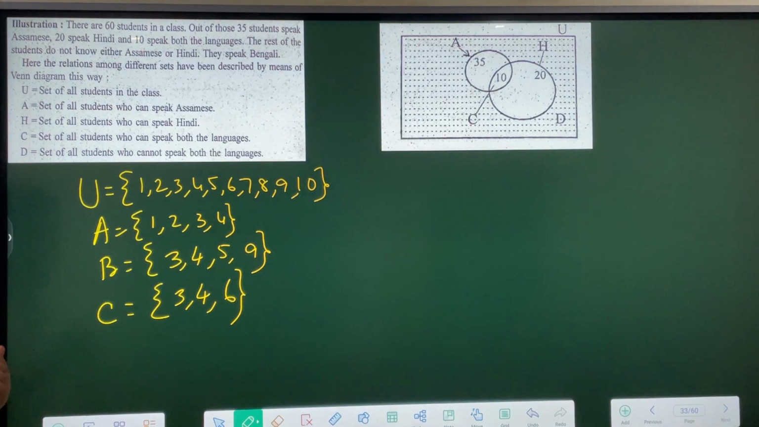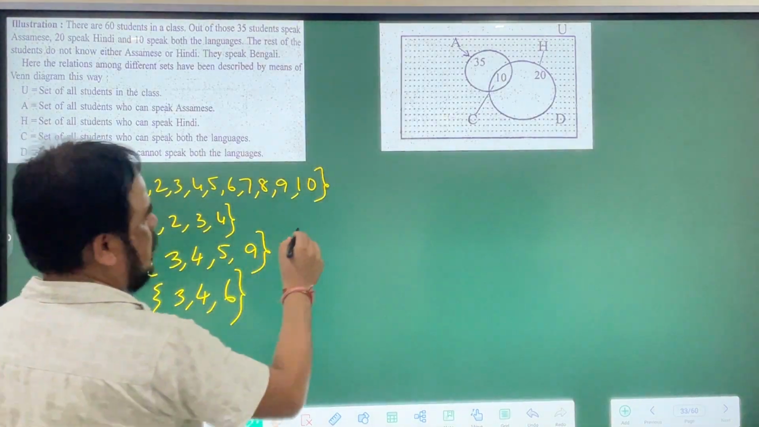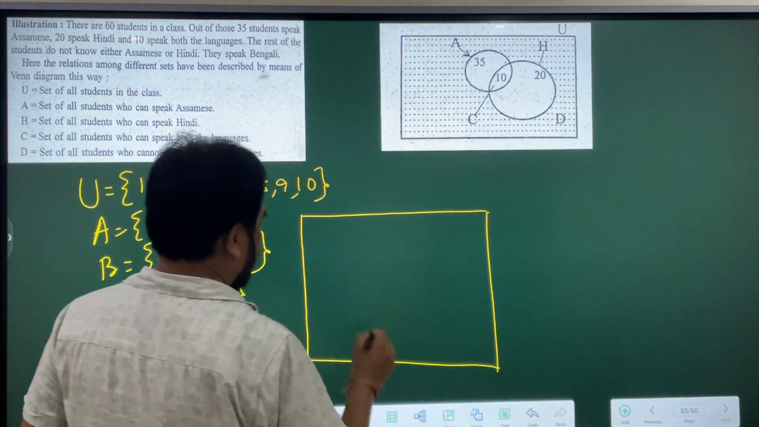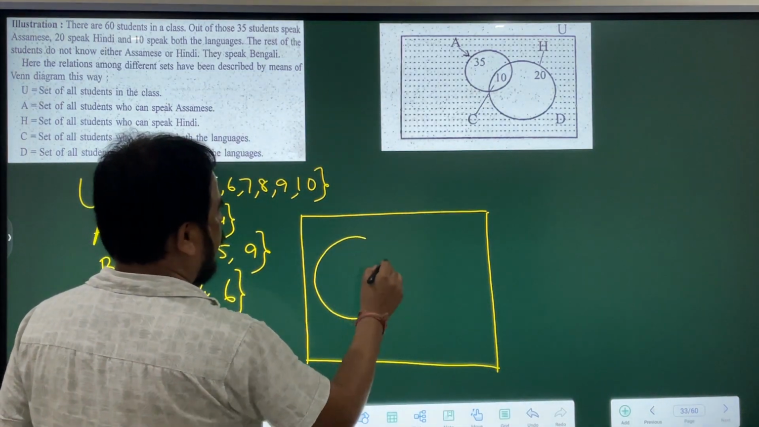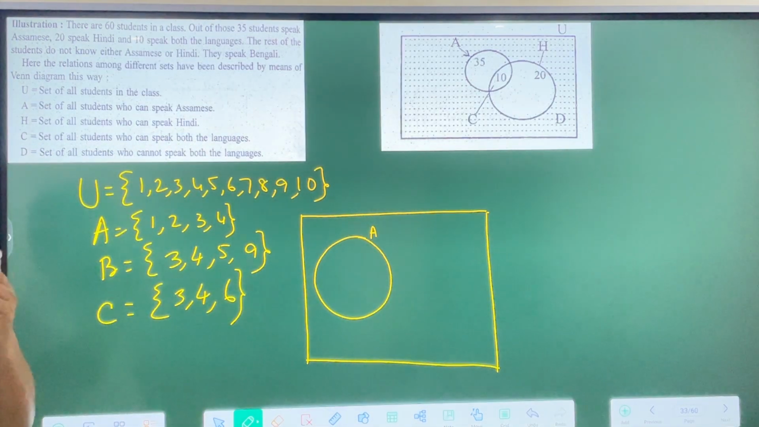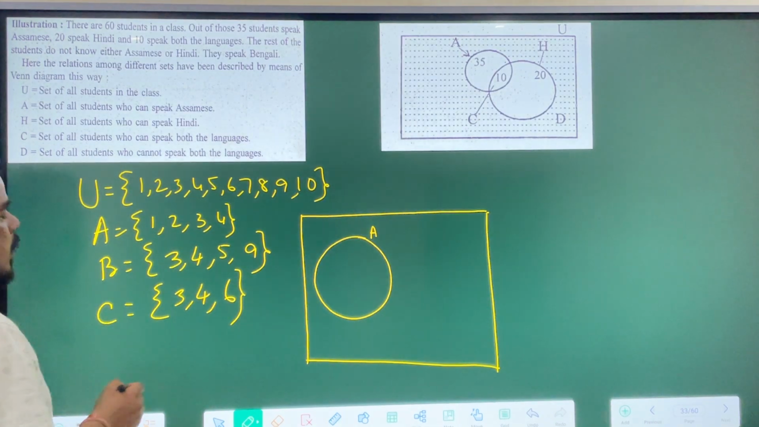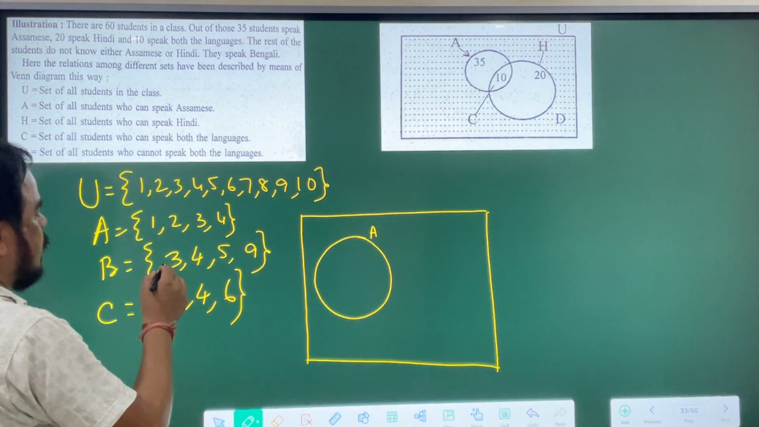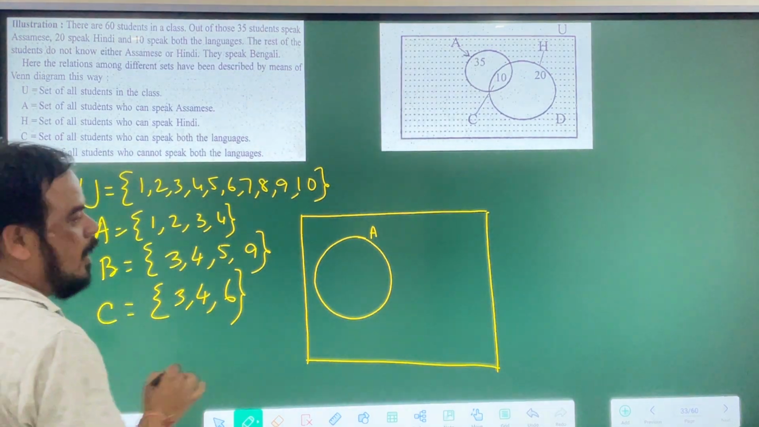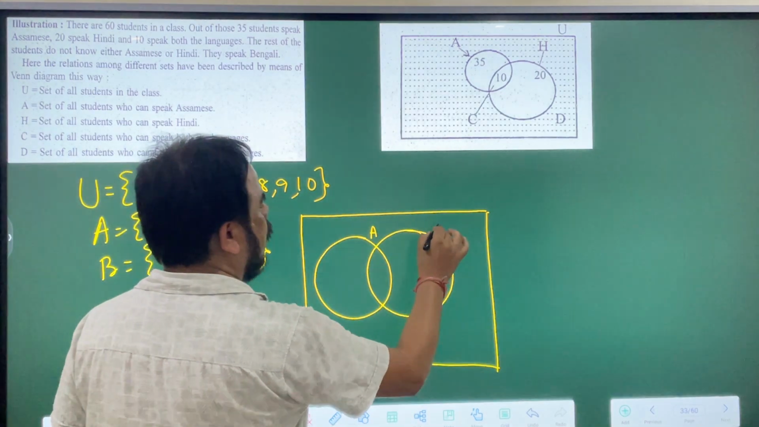I have written 3 more sets. In previous example, we did only for 2 sets. One universal set, there were 2 sets. Now I have written 3 sets. How to express it in Venn diagram? Let us draw this circle for set A. After that, to draw B, we have to check first whether there are any elements common for both A and B. We have seen that 3, 4, 3, 4, yes, common elements are there. So we will cross the circle B also.